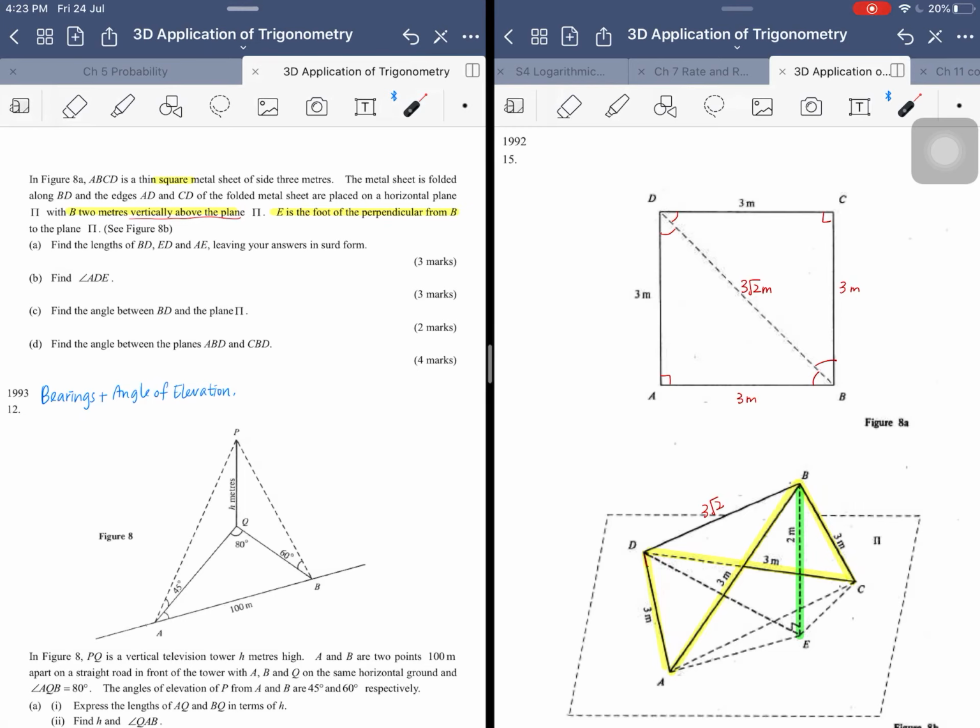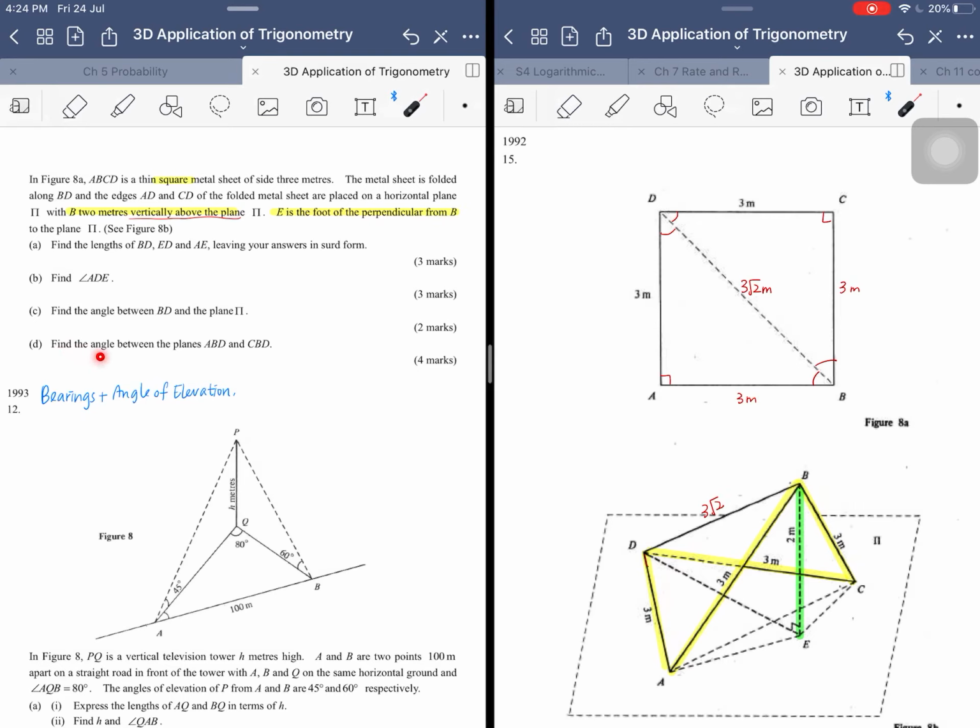Okay? All right, now coming to part C. Find the angle between BD, okay, and the plane. All right, so it's a line and a plane. You should know how to find it. Also, it should be an easy question because it carries only 2 marks.